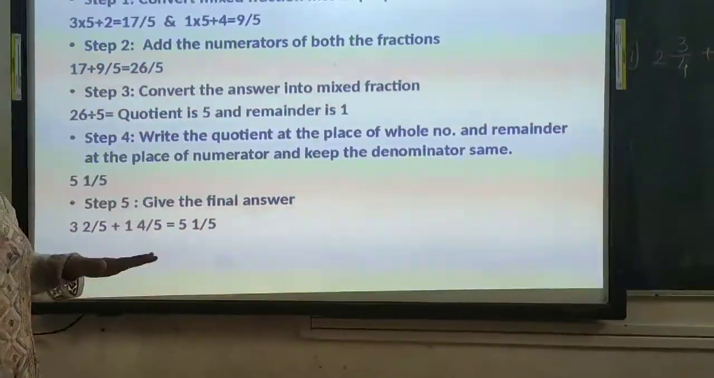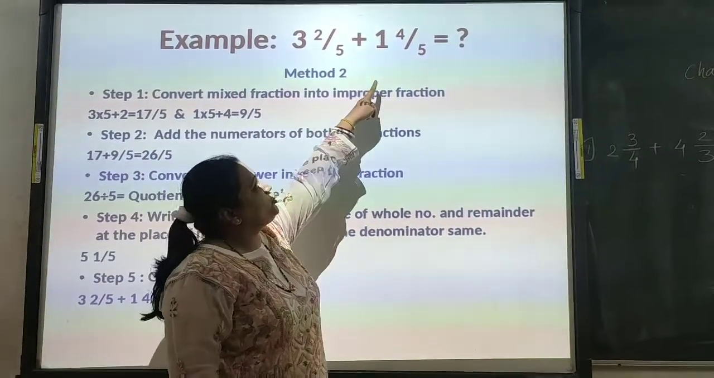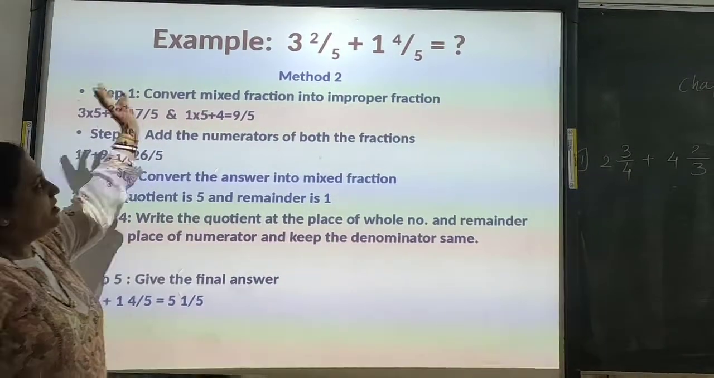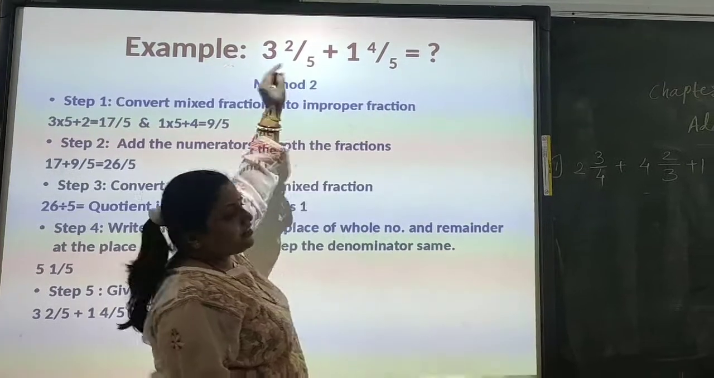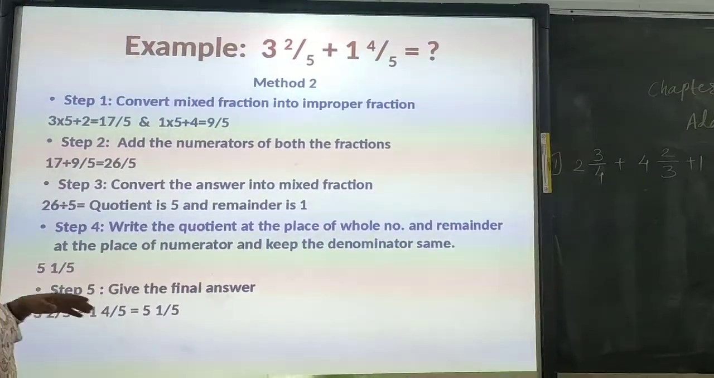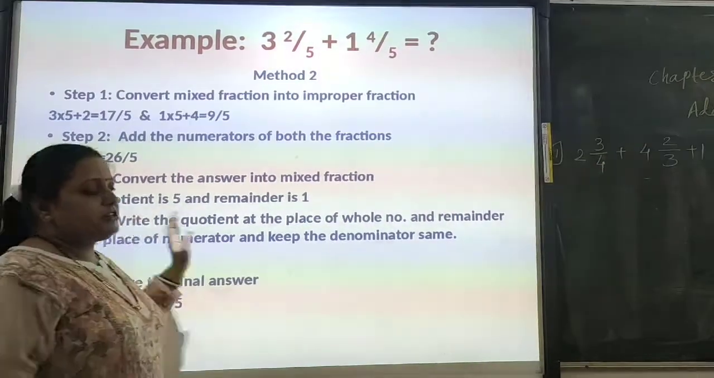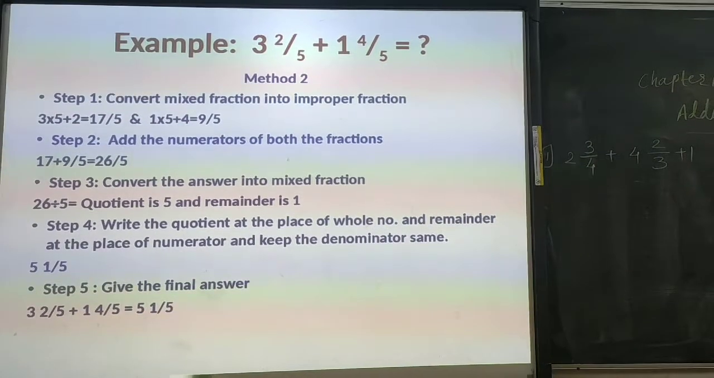Children, I have shown you both the methods. Here directly we have converted mixed fraction into improper fraction, and then we have done the addition. In the first method, first we have added whole numbers, then we have added proper fractions, then we have converted again into improper fraction. So it is a lengthy method, and this is a short method. Which method is comfortable for you? You can go with that method.